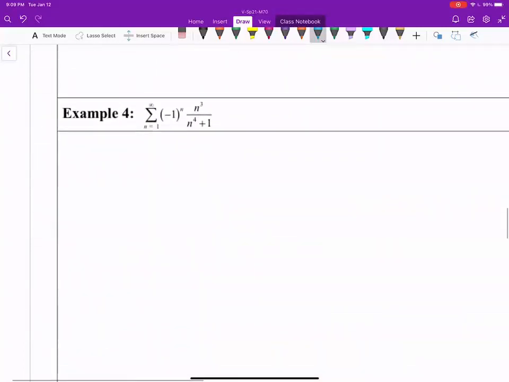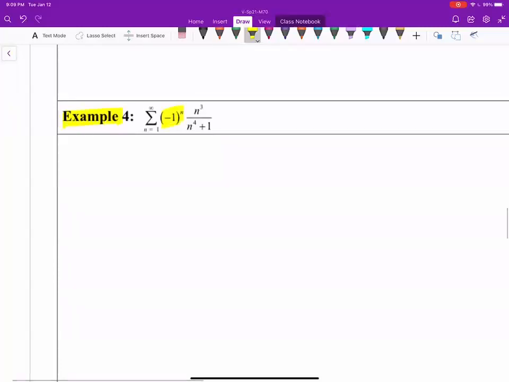Then in this example, clearly we have that negative 1 to the power n part. So that means the series is an alternating series. So the obvious test would be the alternating series test. Apply the alternating series test.